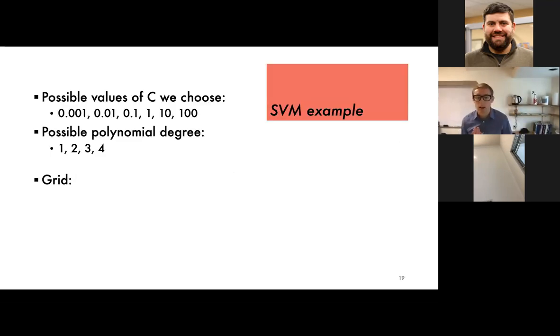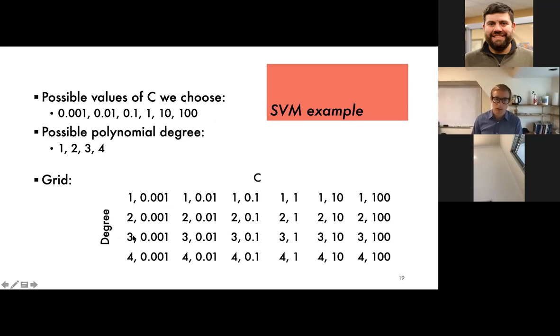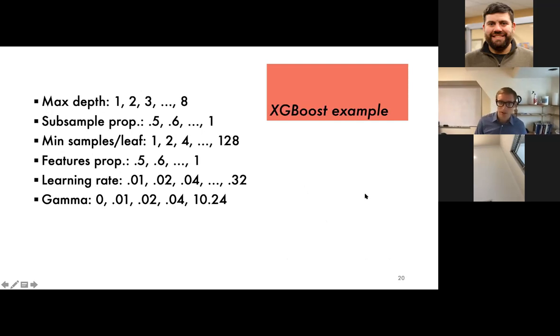So an example with an SVM of how we would do this grid search in a more correct way is we have these example values of the complexity parameter that we might want to try, and maybe four different values of the polynomial degree that we want to try. So we have a grid of four polynomial degrees by six different complexity values. So we have 24 different combinations of hyperparameters to try out. And that's why it can get pretty computationally complex. Every new hyperparameter adds a new dimension to this grid, and the space of models that you have to train can get a bit out of hand pretty quickly.